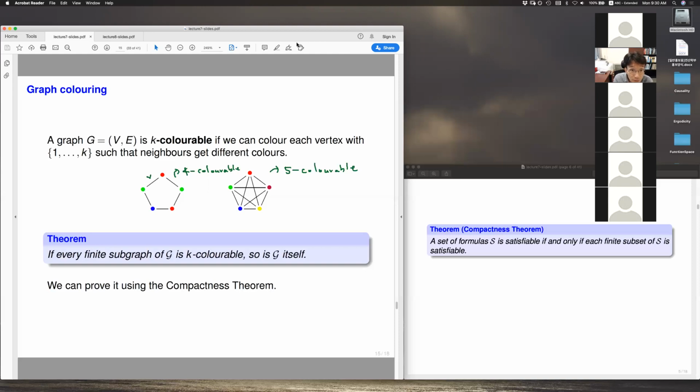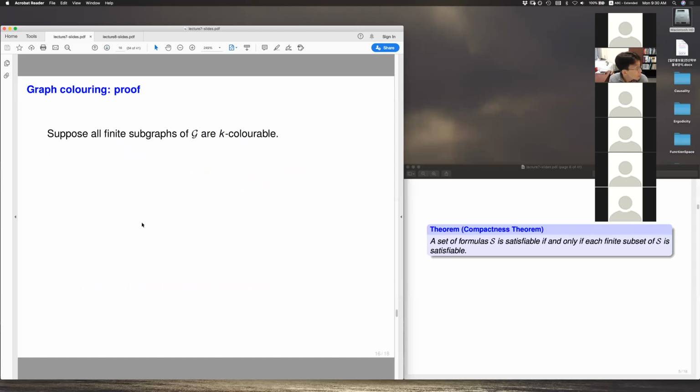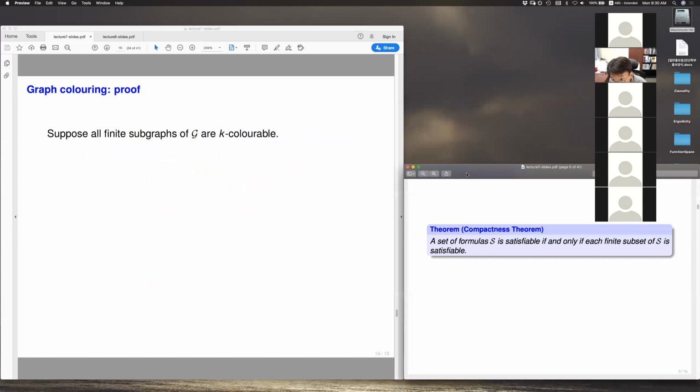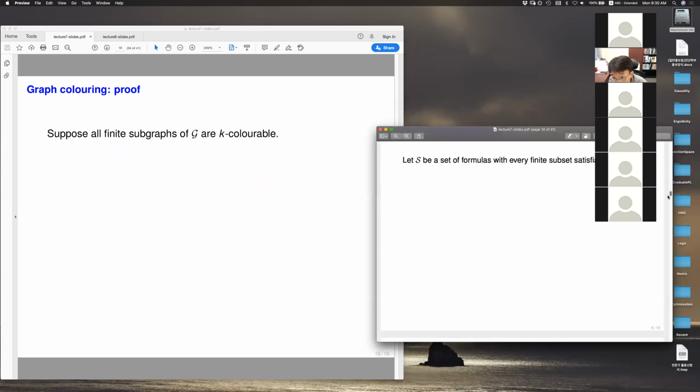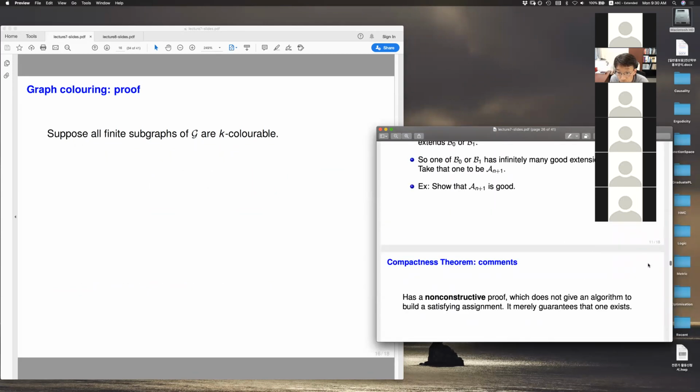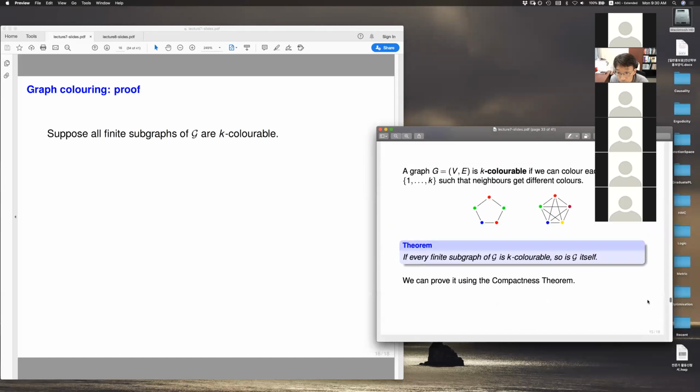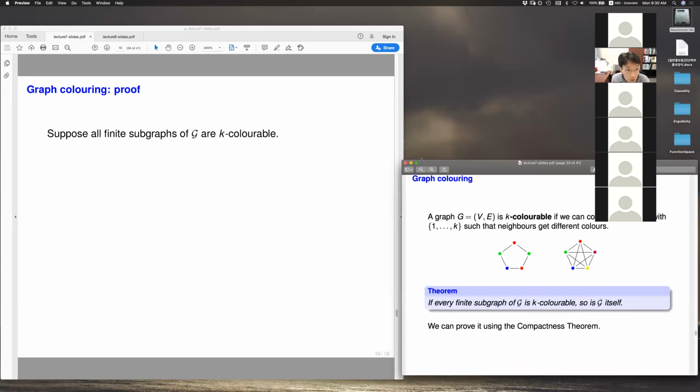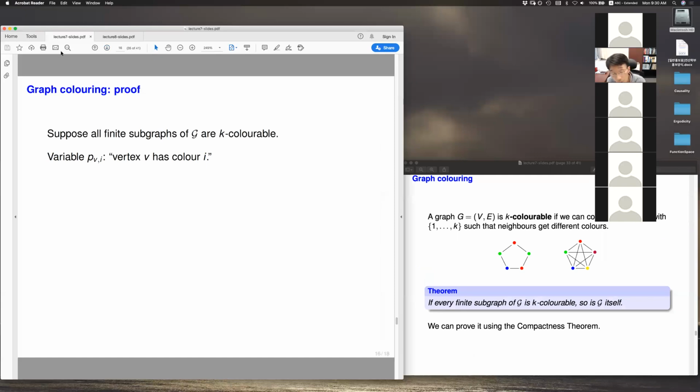So here's how you can do it. We suppose that all finite subgraphs of G are k-colorable. So let me just put it into the right page so that you know what we are trying to prove. Okay, so this is the theorem that we want to prove here, and we're going to use the compactness theorem. To prove this theorem, we will assume that all finite subgraphs of G are k-colorable. And then under that assumption, we're going to encode this problem into a satisfiability problem in logic. Okay, so we will introduce countably many variables P_{v,i}, which say that the vertex v has color i.